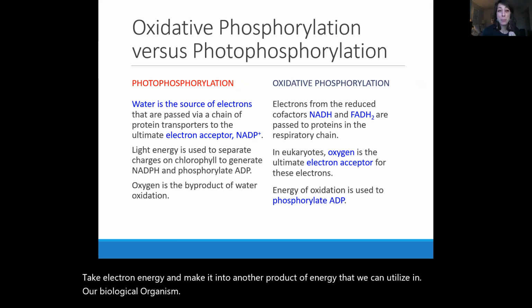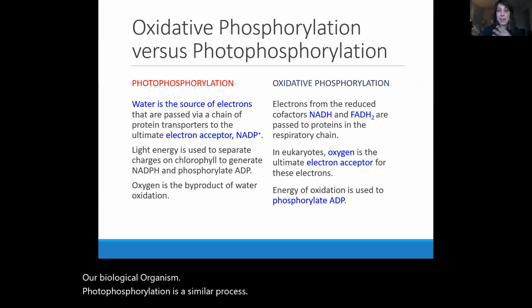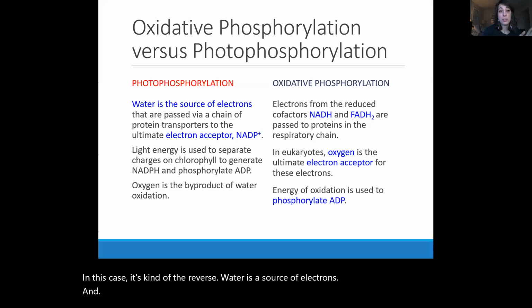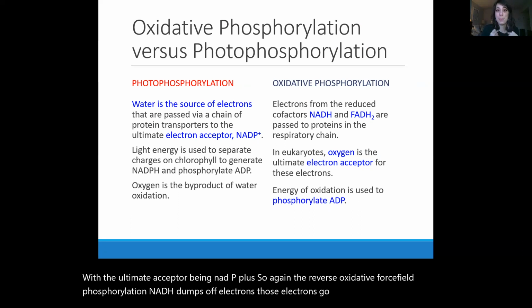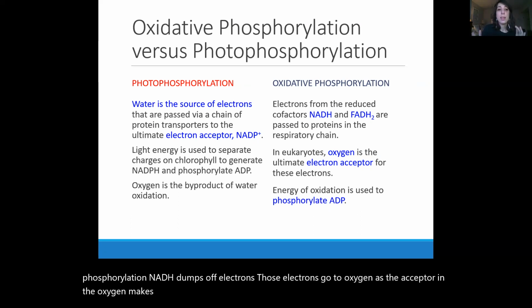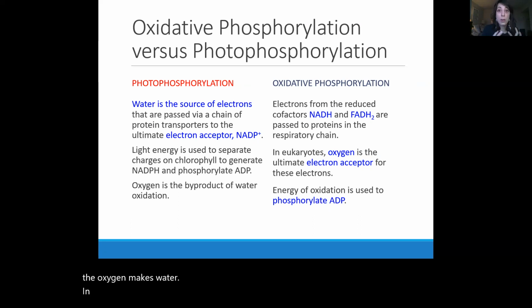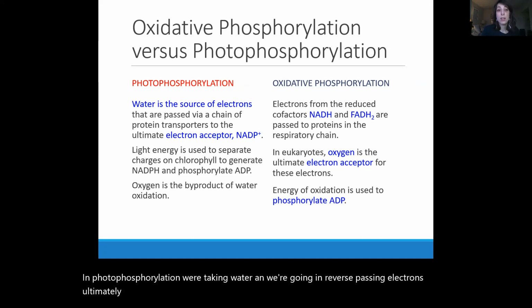Photophosphorylation is a similar process. In this case, it's kind of the reverse. Water is a source of electrons, and these electrons are then passed through a chain of proton transporters, with the ultimate acceptor being NADP+. So again, the reverse. In oxidative phosphorylation, NADH dumps off electrons. Those electrons go to oxygen as the acceptor, and the oxygen makes water. In photophosphorylation, we're taking water and we're going in reverse, passing electrons ultimately to a carrier, NADP+.